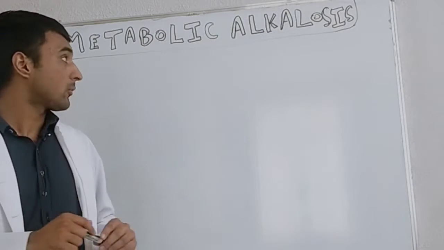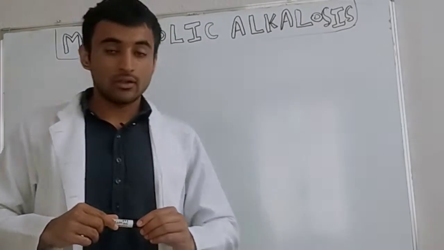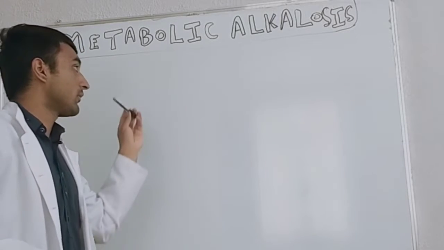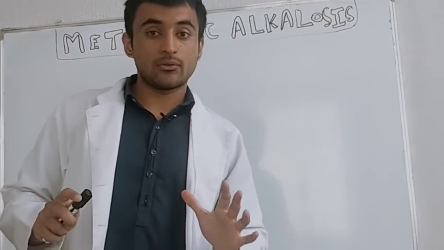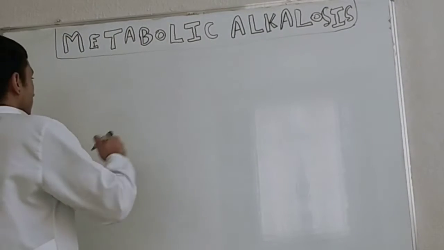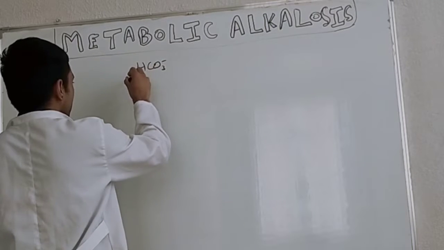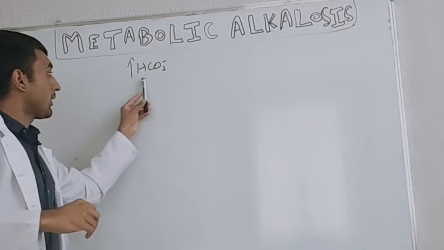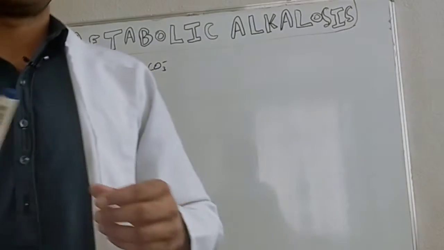Today through this platform I will be explaining to you the very important topic, that is metabolic alkalosis. Talking about metabolic alkalosis and its causes, first of all we have to understand the mechanism of metabolic alkalosis. In metabolic alkalosis, the concentration of bicarbonate ions in the blood increases, and due to this increase, metabolic alkalosis occurs.